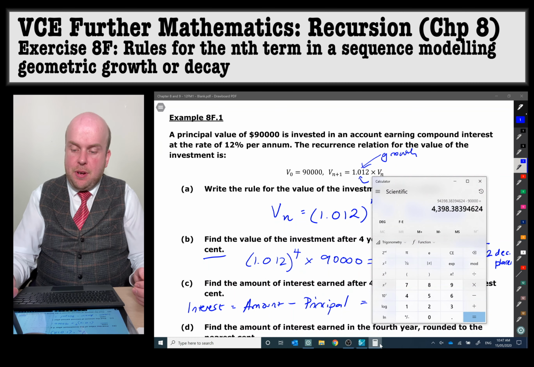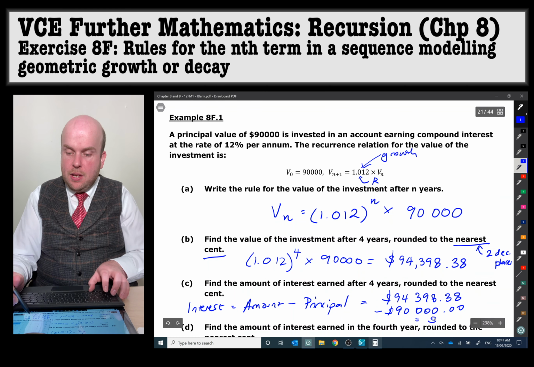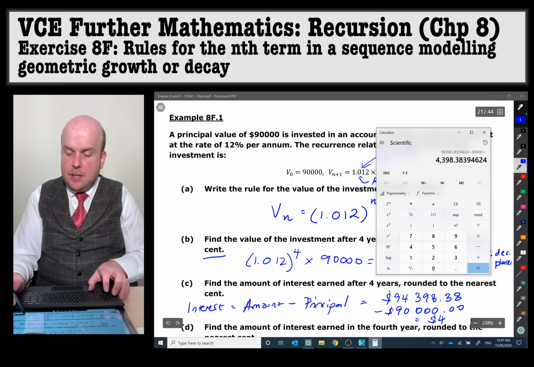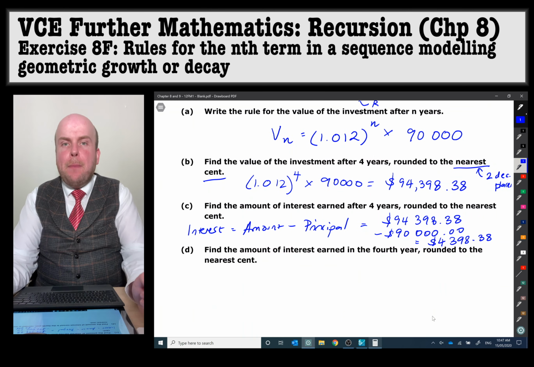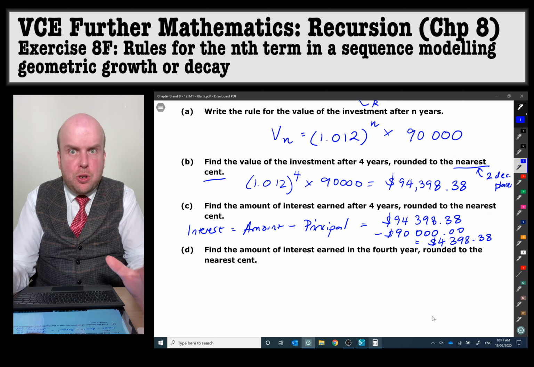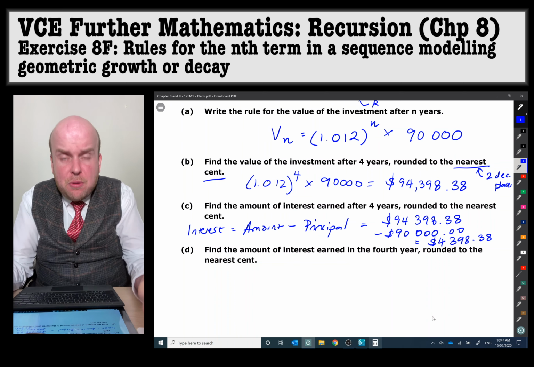And get $4,398 and 38 cents. Now, part D, you might be thinking that you're stuck in a Groundhog Day type situation. I feel like I've answered this question like three times already.